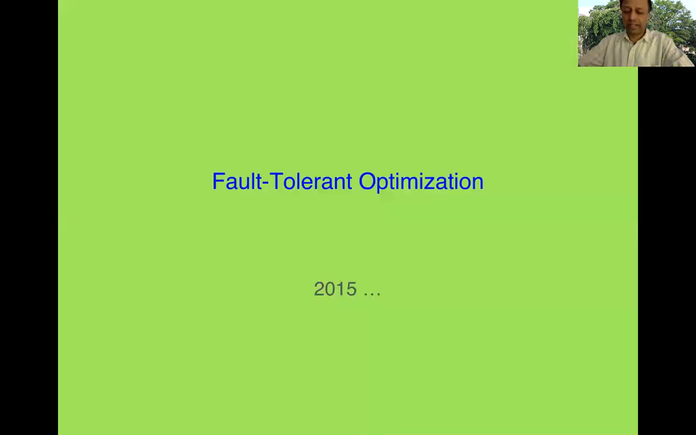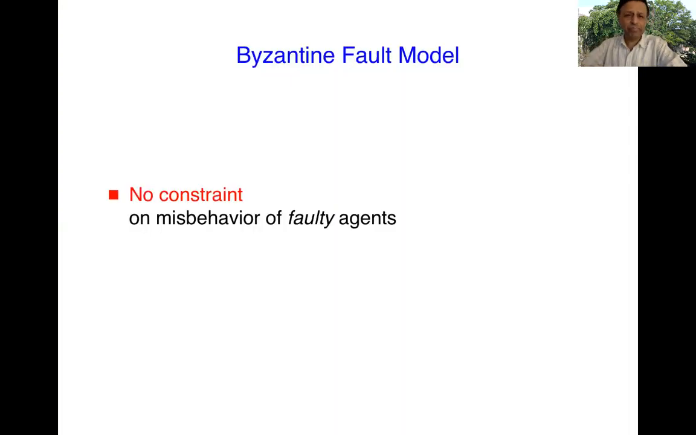So we have been working on fault tolerance optimizations since roughly 2015. This line of work builds on previous work that we have done and others have done on Byzantine consensus, where the goal is to agree on something that depends on inputs at different agents. Those inputs might be scalar quantities or vector quantities. The goal for today is optimization, which is a generalization on the notions of consensus. So we use the Byzantine fault model in our work, which says that there is no constraint on the behavior of the faulty agent. So faulty agents can do whatever they want. There are no limitations on what they can do.